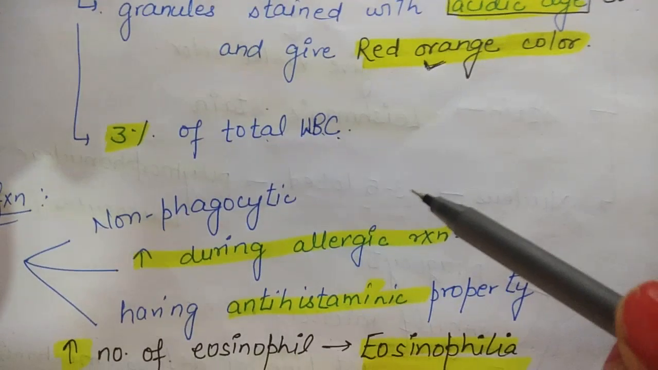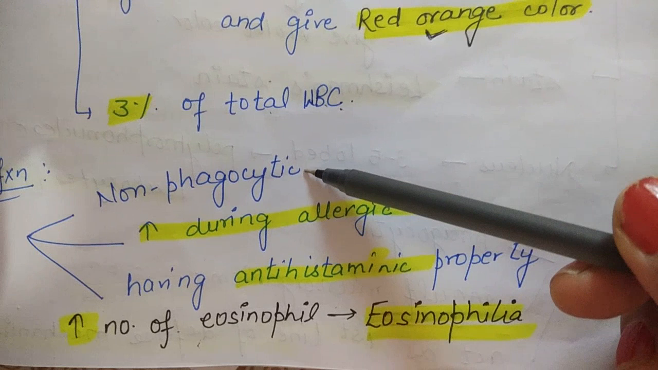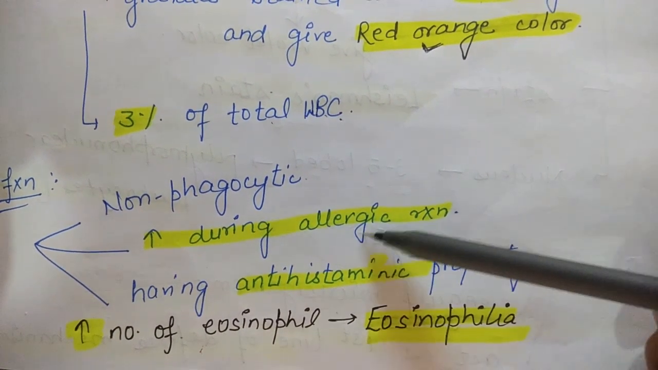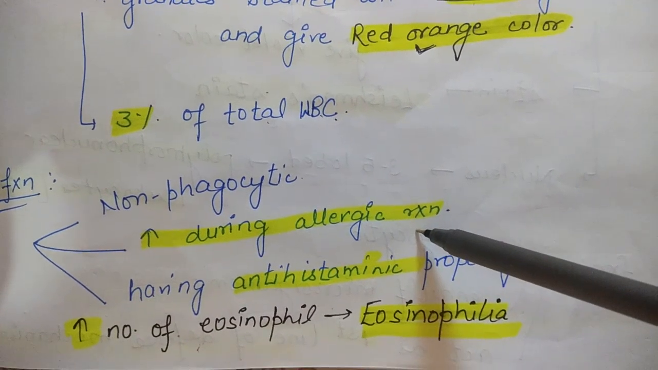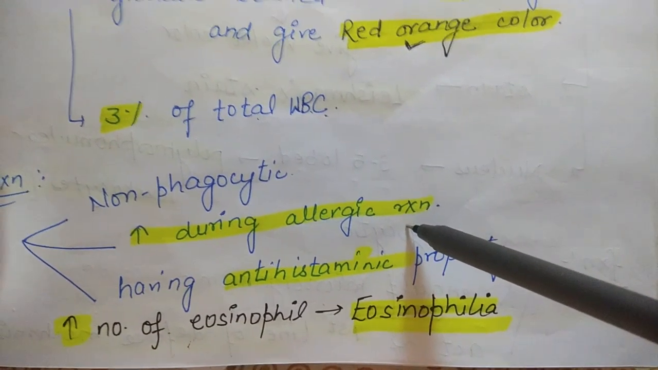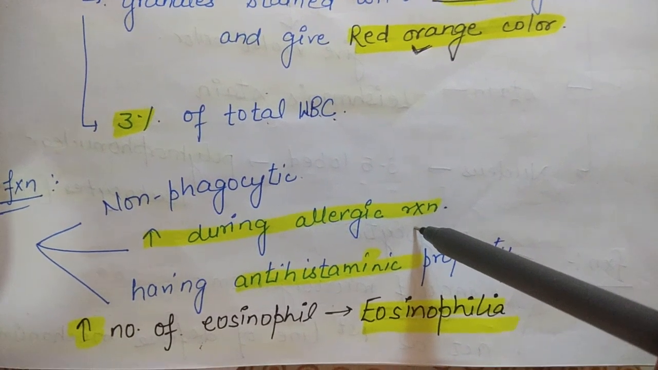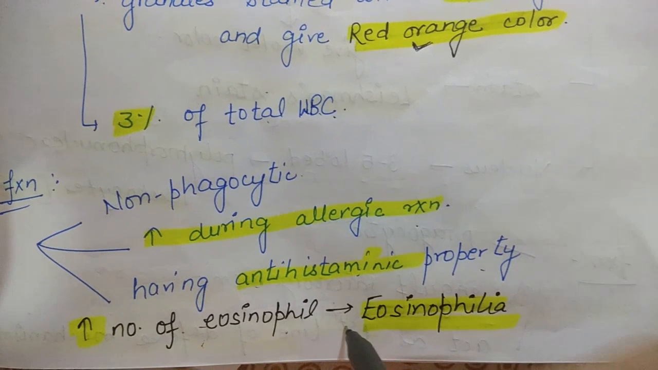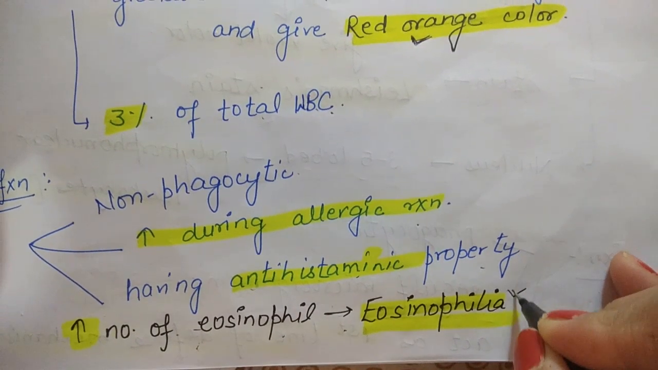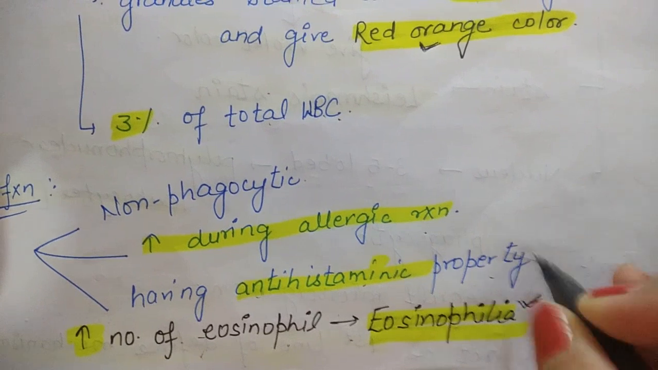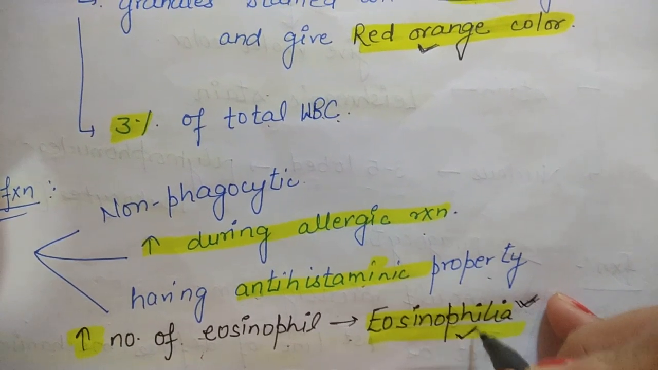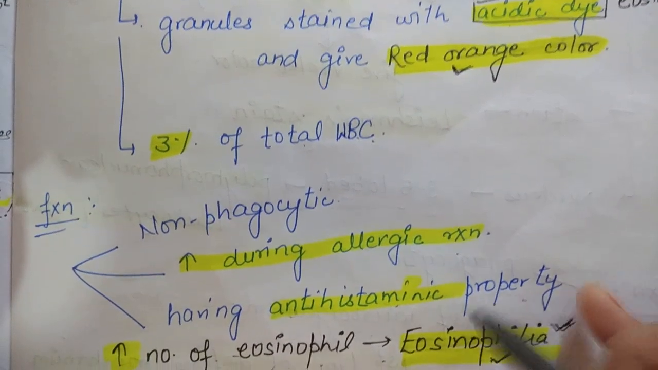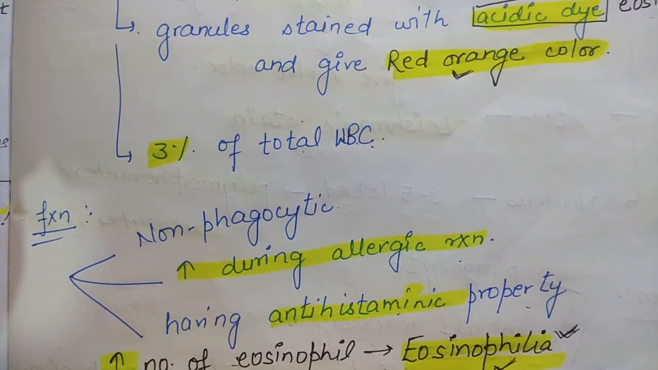The function of eosinophil: these are non-phagocytic, which means not engulfing or not eating. They increase during allergic reactions. If a person has an allergy, the eosinophil count is increased. They have antihistaminic property. An increased number of eosinophils is known as eosinophilia. When a person has any allergy or parasitic infection, the person has eosinophilia. This is the significance of eosinophil.